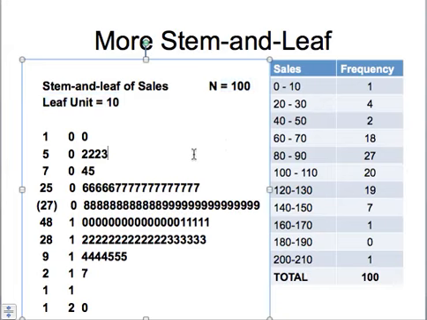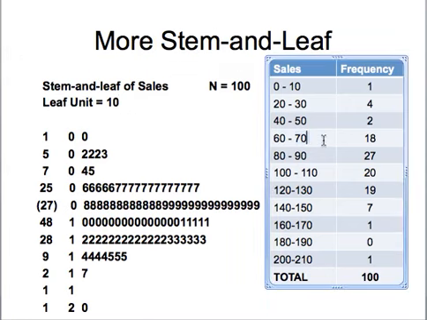Alright, so I hope you are able now to interpret this stem and leaf diagram. You should know that the leaf unit is very important. You should also be able to construct a frequency distribution table, also cumulative frequency and relative frequency distribution from that stem and leaf diagram.